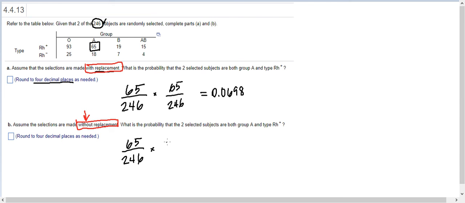Now, if you've taken the name out of the hat, now we don't have 246 names in the hat anymore. We only have 245 names left in the hat. And in fact, if we pulled out an A positive person, there's one less of them as well. So the chances of finding another A positive is now 64. All right, and this is what we call conditional probability. Conditional, meaning that whatever happened the first time has an impact on what happens the second time.